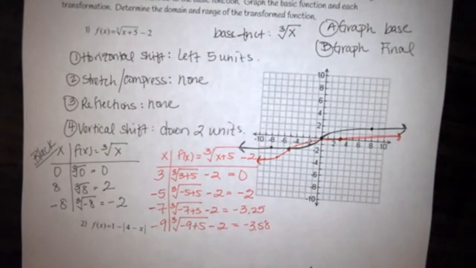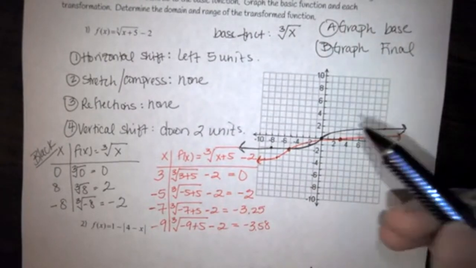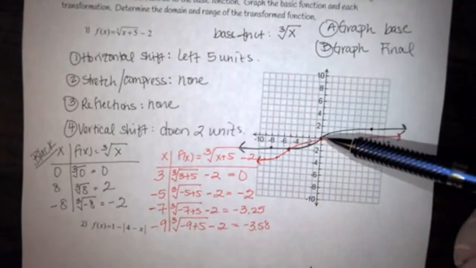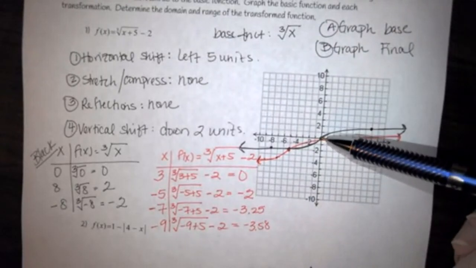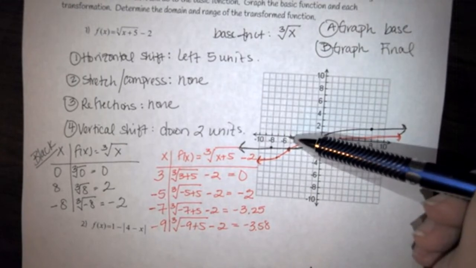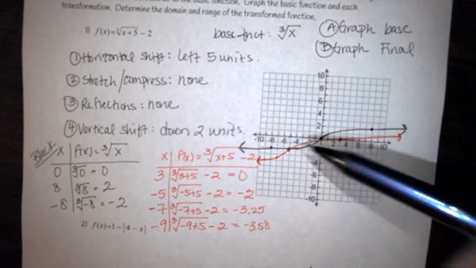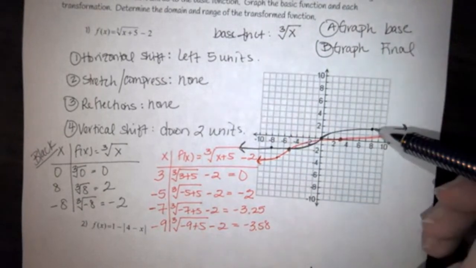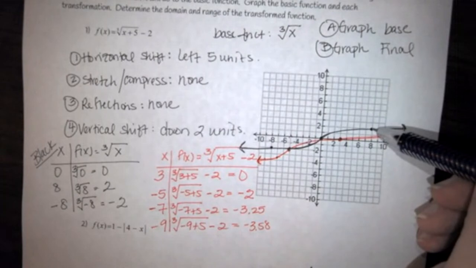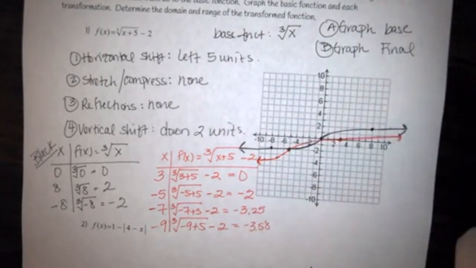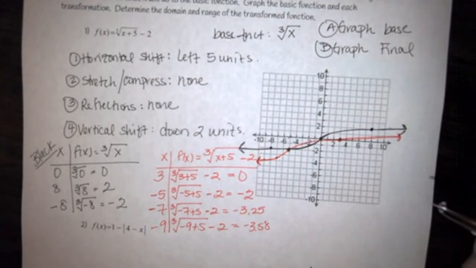The other way you could approach this would be to take this middle point here and shift it left 5. 1, 2, 3, 4, 5. And then shift it down 2. So it would go right here. You then have to take the other points you graphed and do the same thing. Whether you use a table or simply move them is completely up to you.